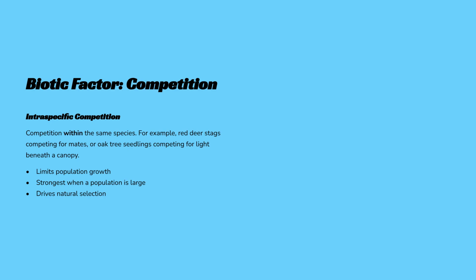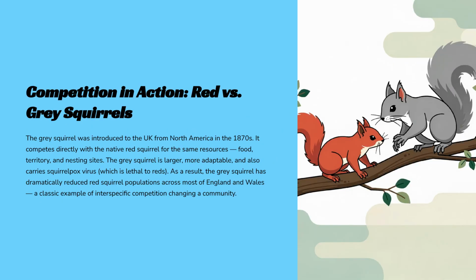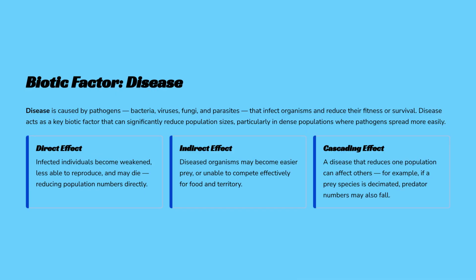Next, let's explore competition. This biotic factor is split into two types: intraspecific, which happens within the same species, and interspecific, which occurs between different species fighting for limited resources. A classic example of interspecific competition is the arrival of gray squirrels in the UK. They compete with native red squirrels for food and nesting sites and carry a virus that is fatal to reds, severely reducing their population.